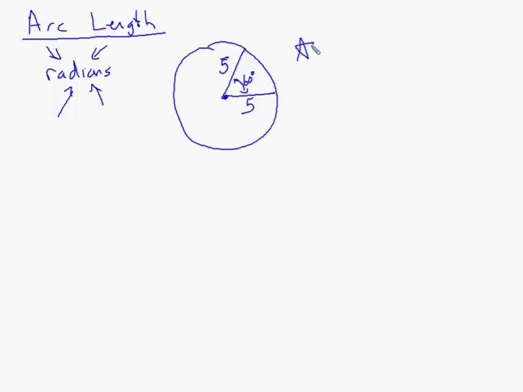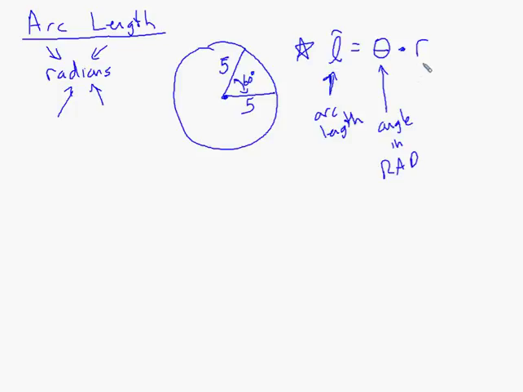We are going to use the following arc length formula. Arc length equals theta times r. So that L is representing arc length. This theta is representing the angle in radians. It must be in radians. And r is the radius. It is a very simple formula.